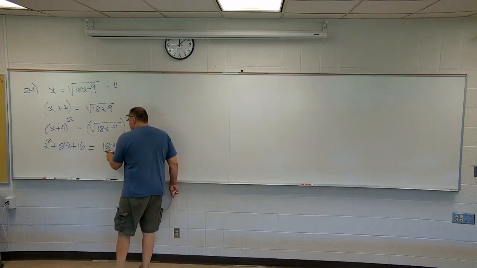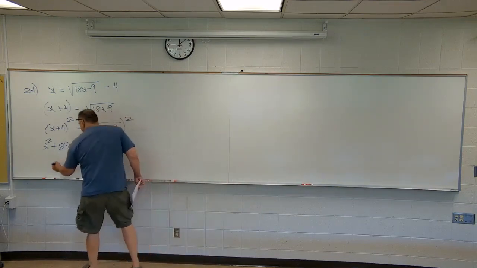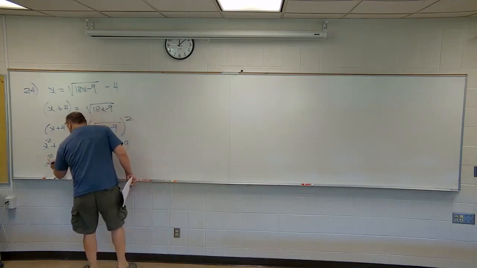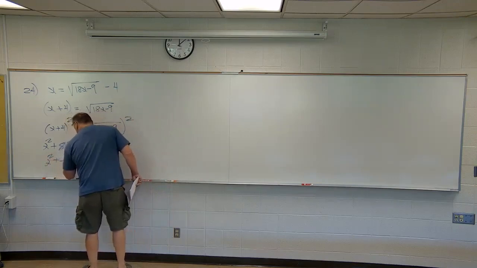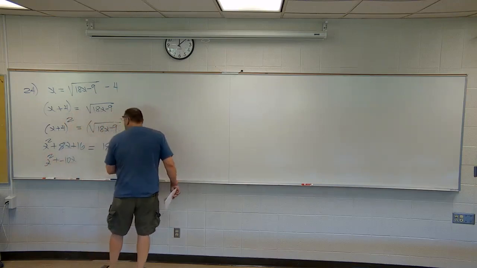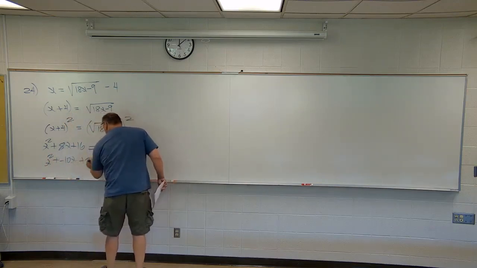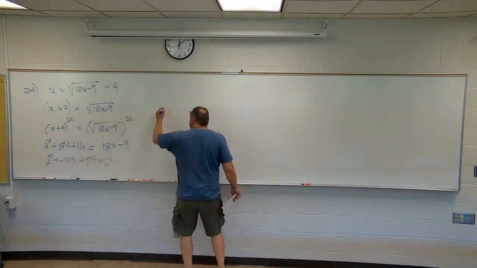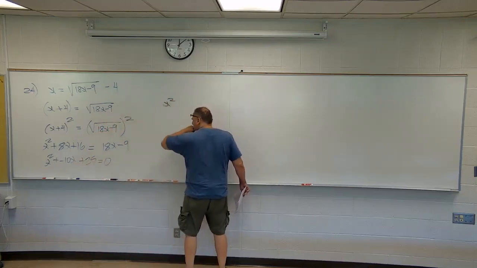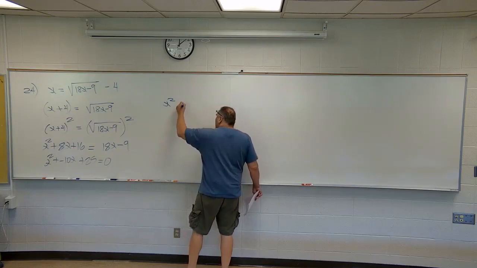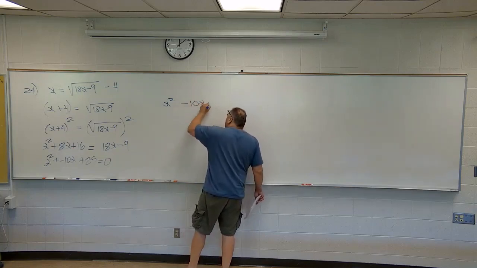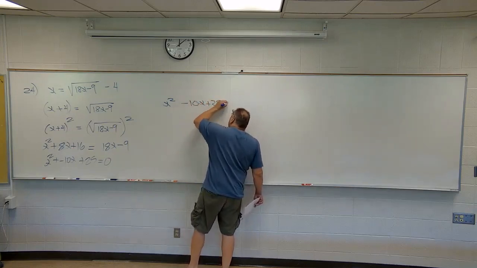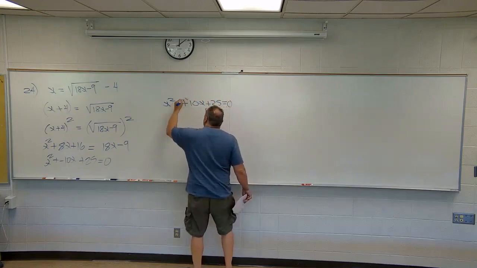Let me subtract 18x on each side. Let me add 9 on each side. x squared plus a negative 10x, or minus 10x, plus 25 equals 0. Or plus a negative 10x. Doesn't matter.